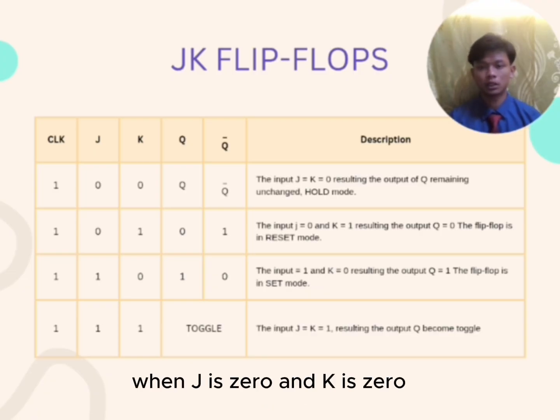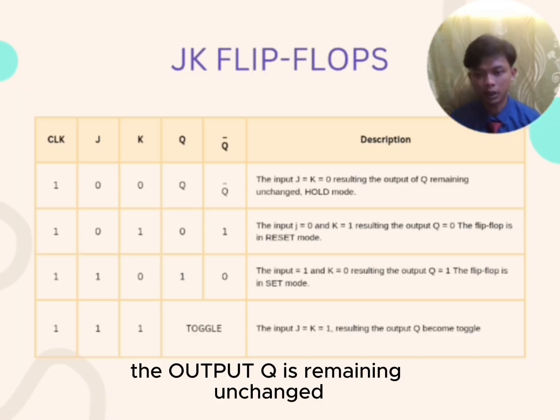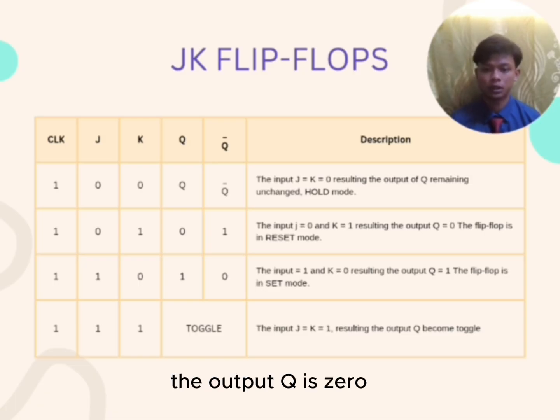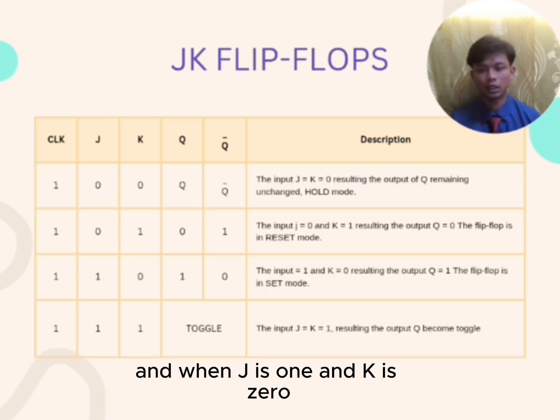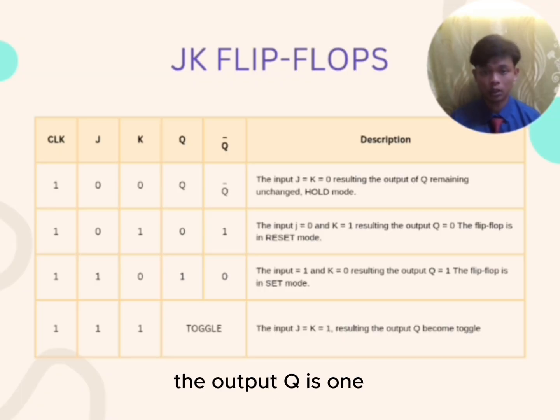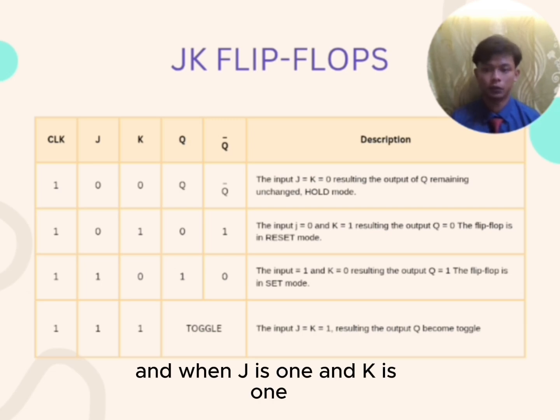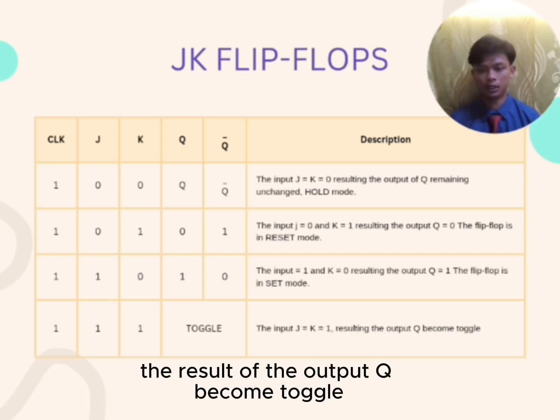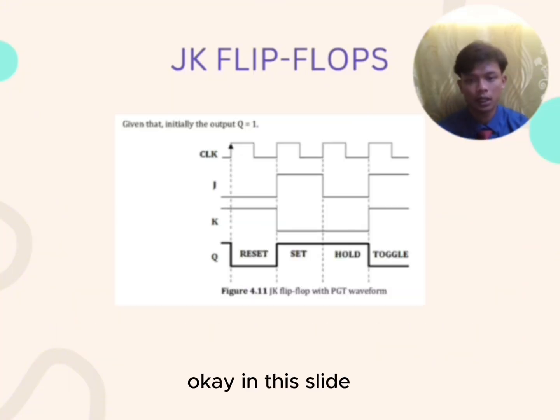This is a truth table for the JK flip-flop. When J is 0 and K is 0, the output Q remains unchanged and it means hold. If J is 0 and K is 1, the output Q is 0 and it means reset. When J is 1 and K is 0, the output Q is 1. It means set. And when J is 1 and K is 1, the output Q toggles. In this slide, it shows the JK flip-flop waveform figure.